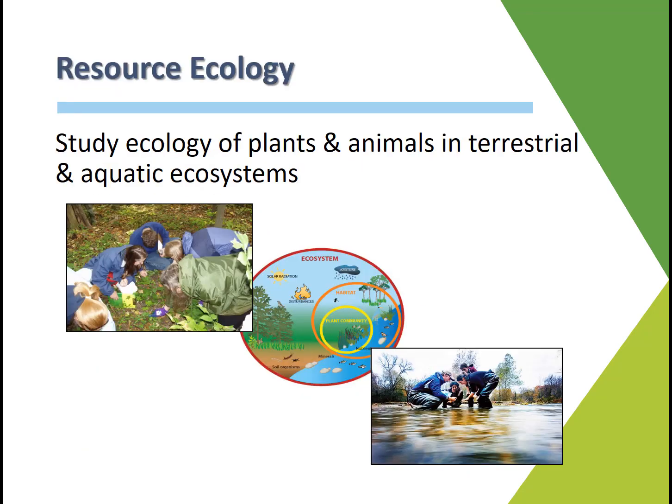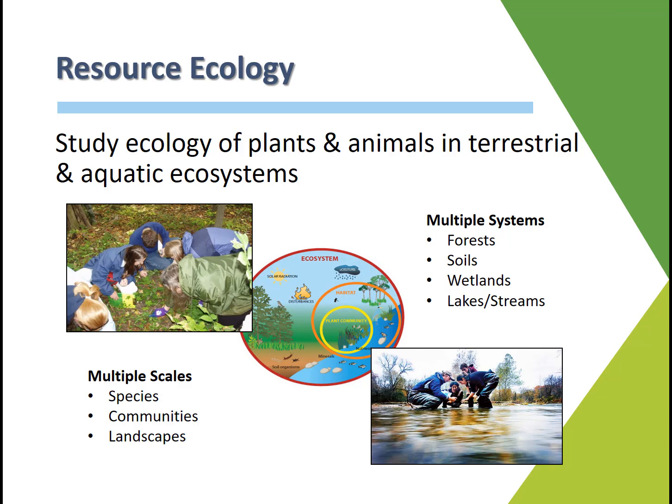In the resource ecology path, students are studying the ecology of plants and animals and terrestrial and aquatic ecosystems. They might be looking in on one kind of system, forests, wetlands, lakes, or streams, although many of our students are doing a cross-section of this, interested in an array of ecological systems and how they interact. In addition, the students in resource ecology may be considering the dynamics of species within the communities that they occupy, the habitats, and also look at the landscape and more global level interactions that are affecting the ecology of those systems.